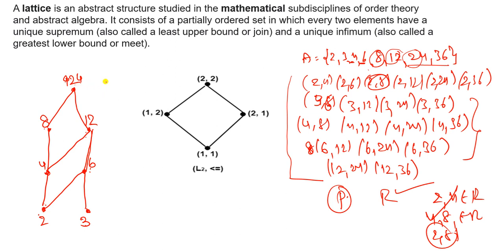And next, 36. 36 is not divisible by 24 and 8, but it is divisible by 4 and by 2. Clear? So you have to write 36 here, and because 12 divides 36, okay. 8 does not, there is no relation between 8 and 36, so we should not draw a line here. And we should not draw a line from 24 to 36, because 24 does not divide 36. So clearly, this is the Hasse diagram.